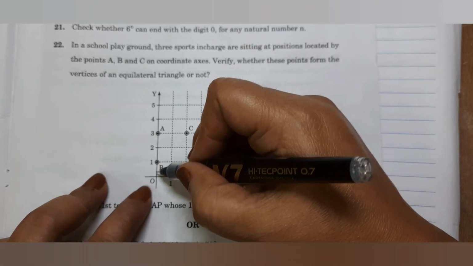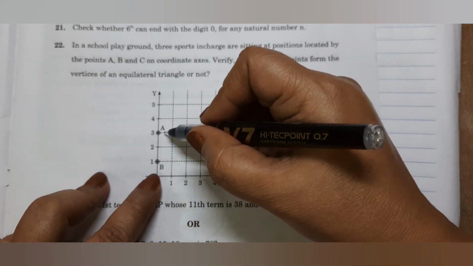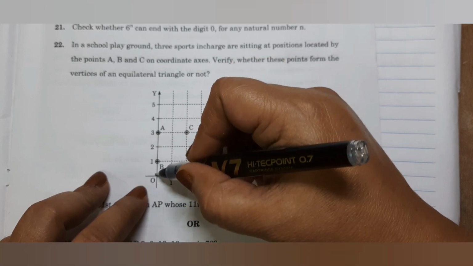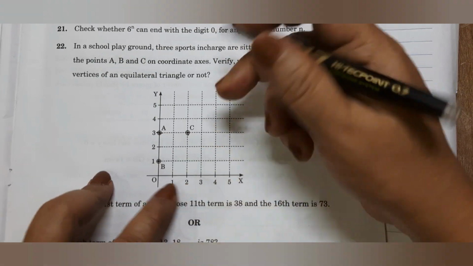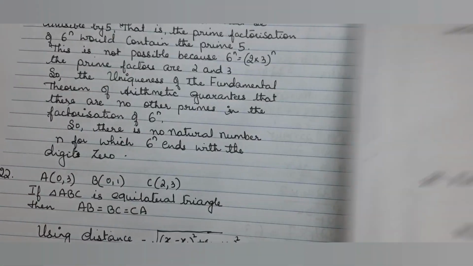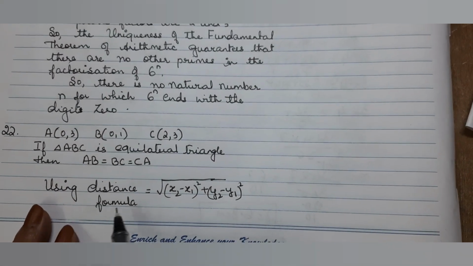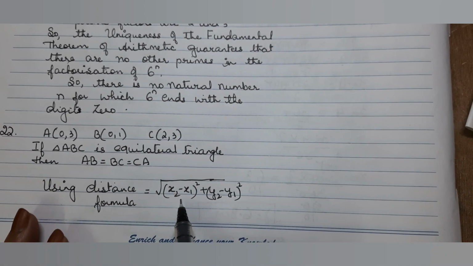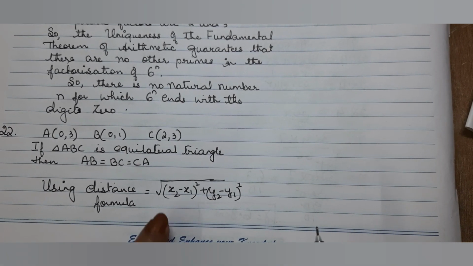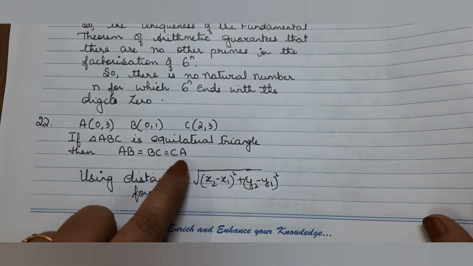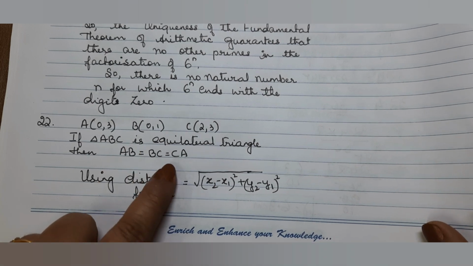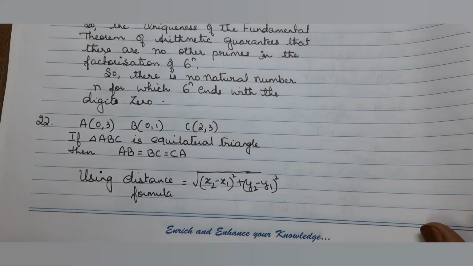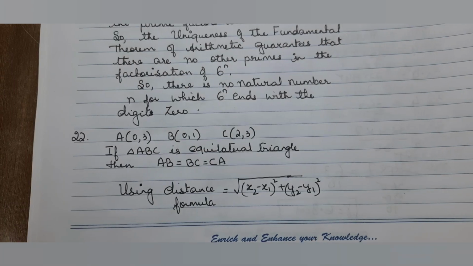So the coordinates of B will be 0, 1. Coordinates of A will be 0, 3, and of C will be 2, 3, which I have written over here. So we will be using the distance formula to find out these values. To prove it is an equilateral triangle, we have to prove AB is equal to BC equal to CA. Let us see what values we will get for AB, BC and CA.